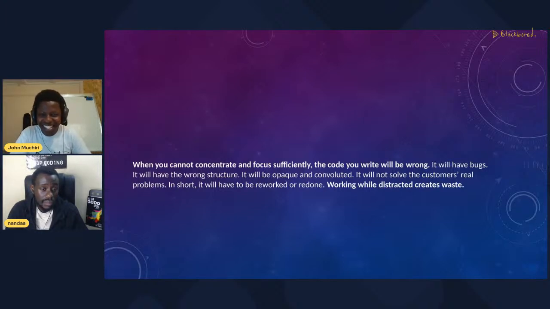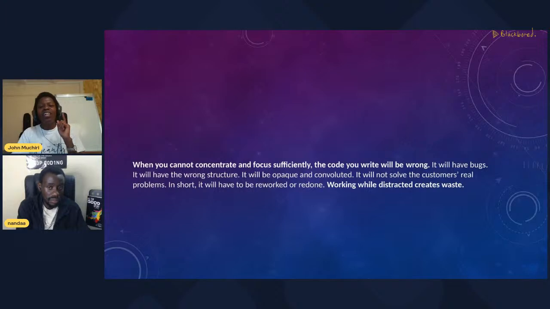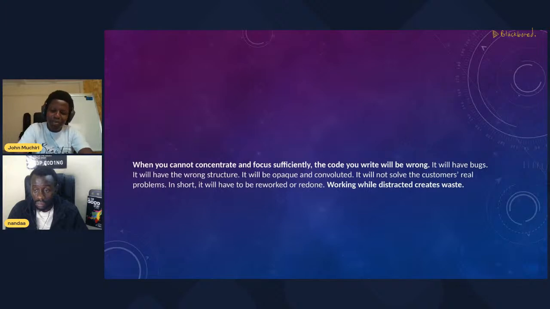So it will have bugs, it will have wrong structure, it will become opaque and very confused, a spaghetti code. It will not solve the customer's real problems. In short, it will have to be reworked and redone. Working while distracted creates waste. It's better you don't write code when you're distracted, because it's going to create a lot of waste.